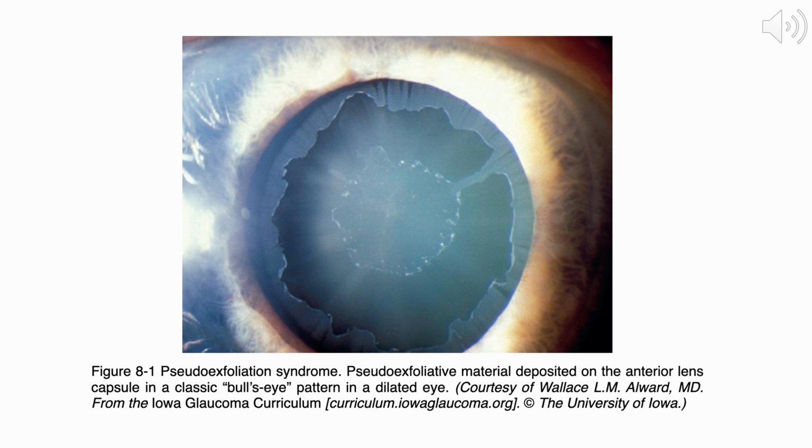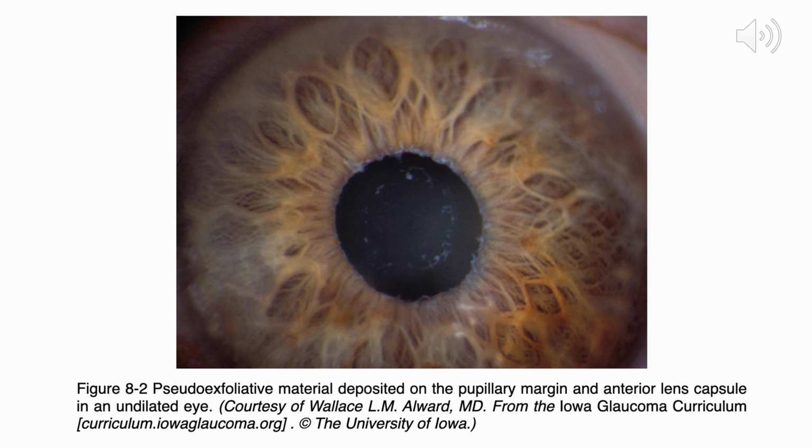Recognizing this pattern during slit lamp examination is a key diagnostic clue for pseudoexfoliation syndrome, often prompting further evaluation for associated glaucomatous damage. In this image, we see pseudoexfoliative material accumulating along the pupillary margin and extending onto the anterior lens capsule in an undilated eye.